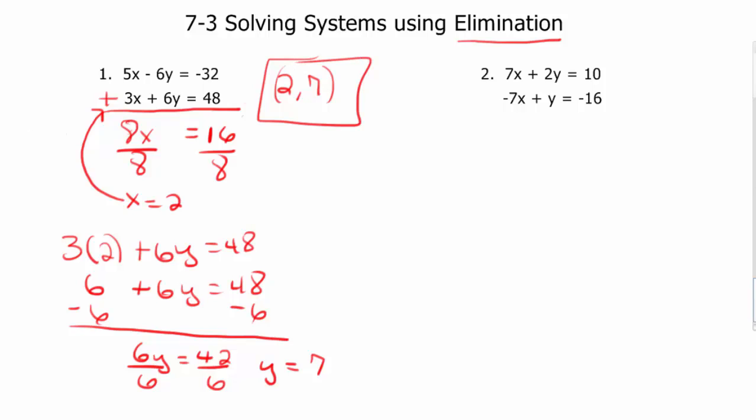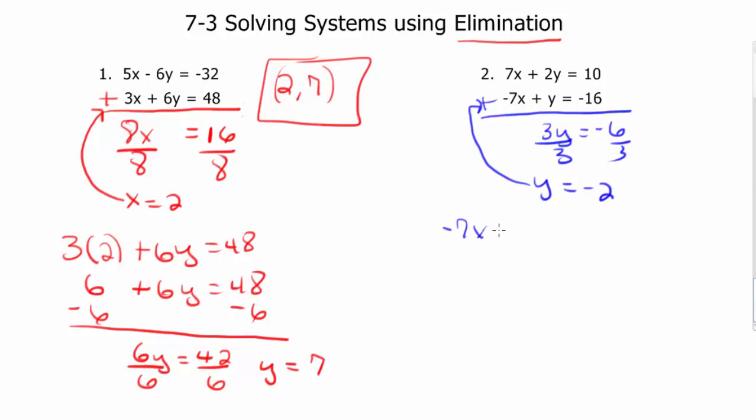The next one, again, when you look at them, our x's are going to cancel this time, because these become 0, and this becomes 3y, and this becomes negative 6. 10 minus 16, divide by 3, y equals negative 2. Then again, you plug it back in. It doesn't matter, whichever one you think's easier. Negative 7x plus a negative 2 equals negative 16.